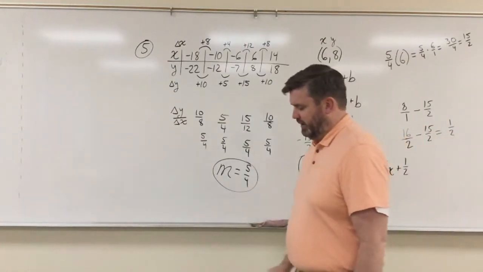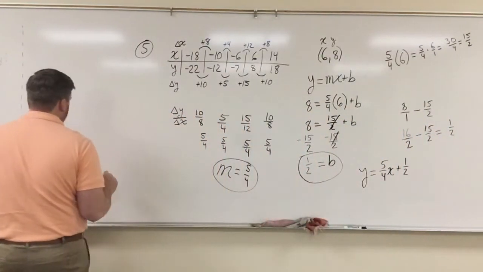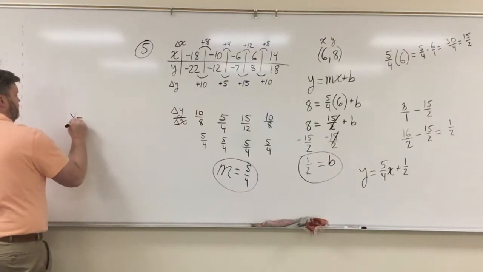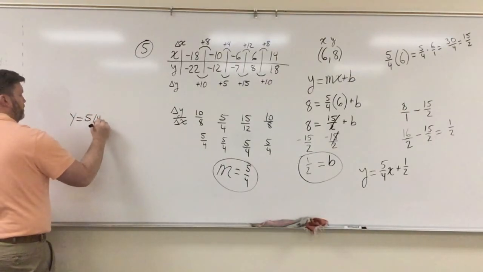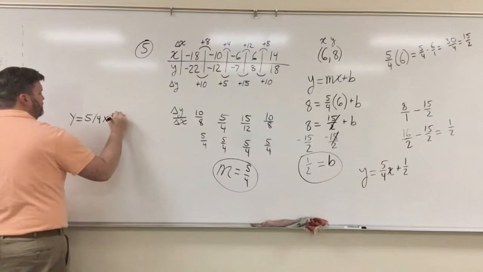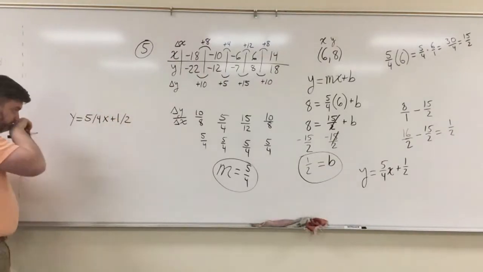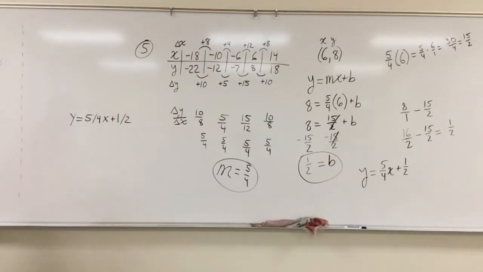Tomorrow, if you had to enter something like that into Google Forms, we would just get y equals 5 divided by 4x plus 1 divided by 2. All that without any spaces.